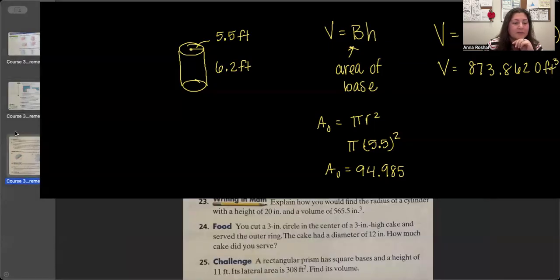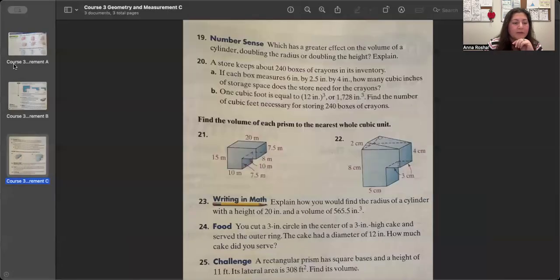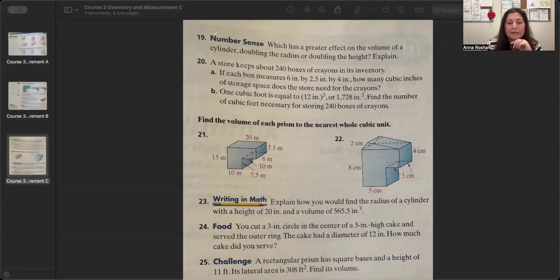So we're going to go to the next one and clear all of this. And then, okay. So the next one that we're working on is going to be problem 19, problem 21, and then problem 29. But that was just a review question, so that was not part of this volume set. Okay. So number 19 says, which has a greater effect on the volume of a cylinder, doubling the radius or doubling the height? Explain.